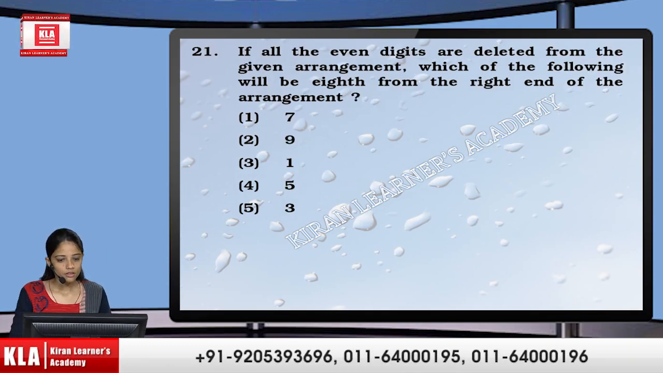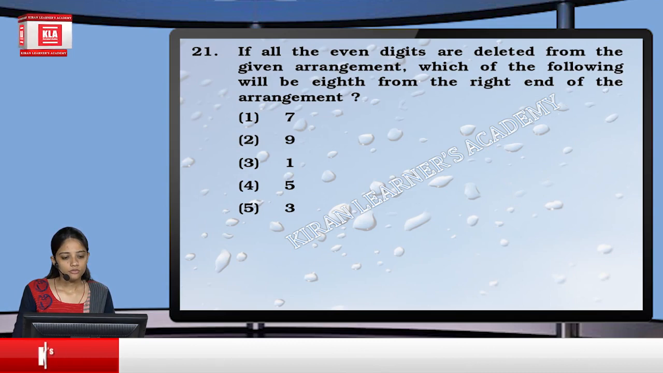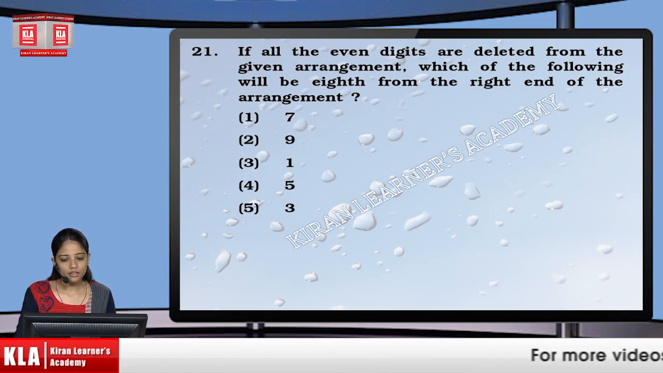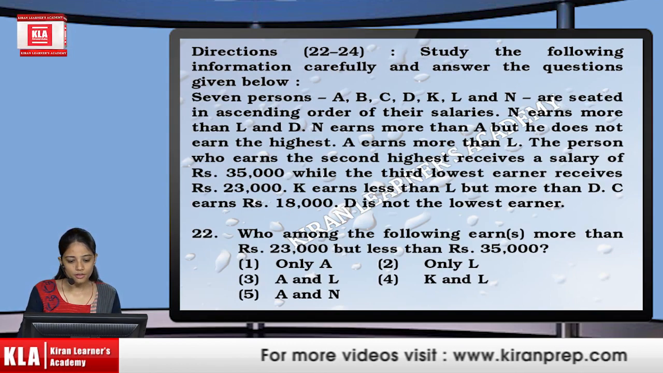Let's see the next one. If all the even digits are deleted from the given arrangement, which of the following will be the 8th from the right end of the arrangement? 8th from the right end.